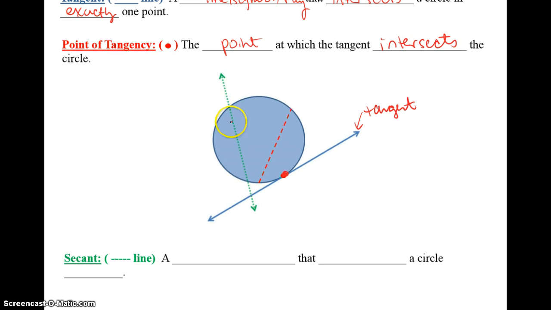If the line happens to pass through more than once, if it passes through twice, that's called a secant line. That's this green one right here. And that has to be a line. If it was just a segment, we would call that a chord. So a secant is kind of like a chord, but it's an actual line. It goes on forever. A line that intersects a circle twice. So if it intersects once, it's a tangent. If it intersects twice, it's a secant.